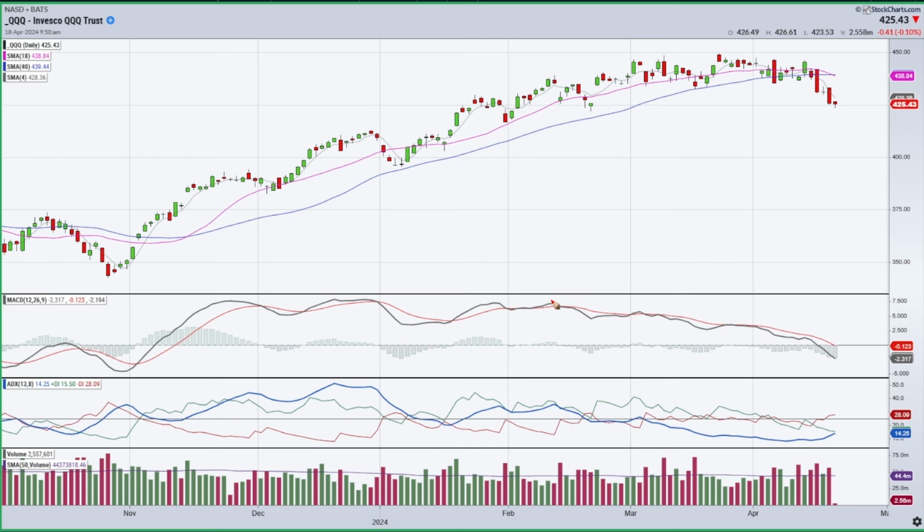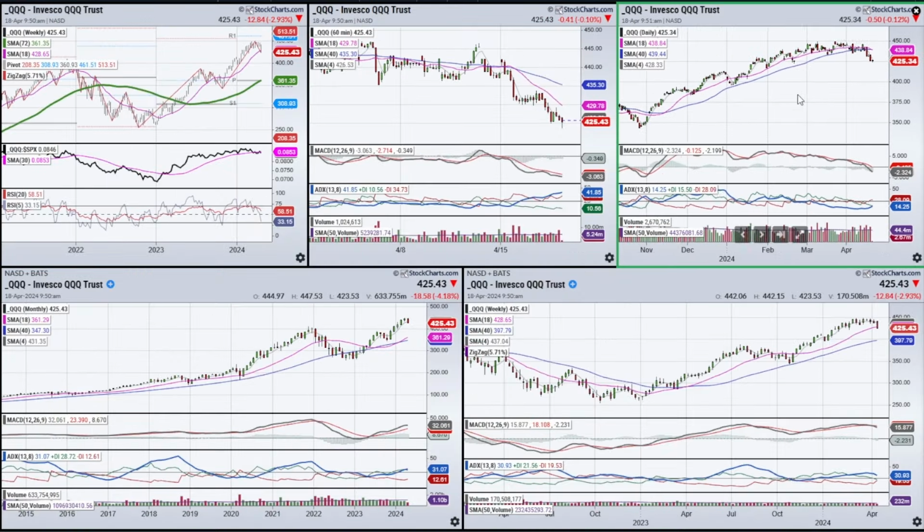Now, most divergences, when I get divergence like this, I'm only thinking pullback. I'm not necessarily thinking that this divergence caused a pullback. That's pretty much all you should expect from a MACD divergence. But when you get this type of ADX divergence, I think it's pretty important. So we had that taking place.